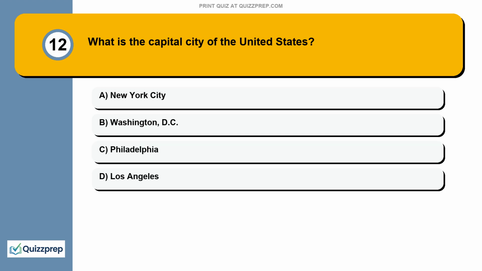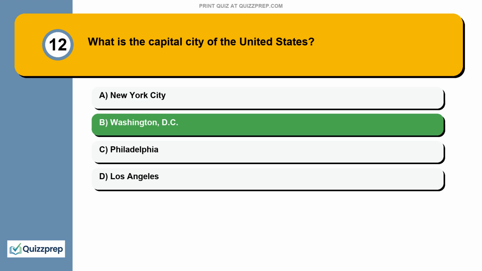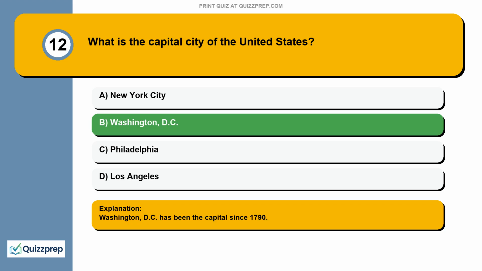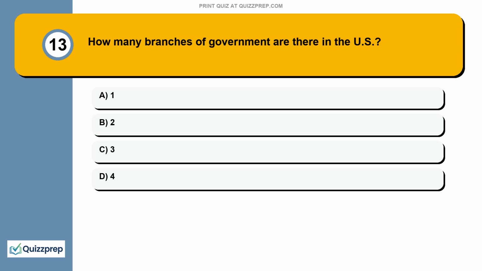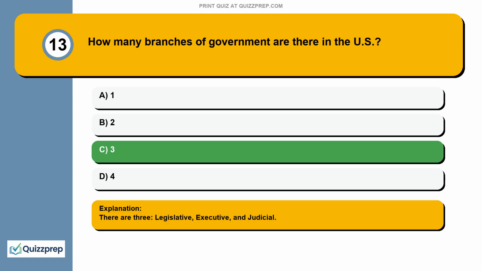Question 12. What is the capital city of the United States? New York City, Washington, D.C., Philadelphia, Los Angeles. Washington, D.C. has been the capital since 1790. Question 13. How many branches of government are there in the U.S.? 1, 2, 3, 4. There are 3: legislative, executive, and judicial.